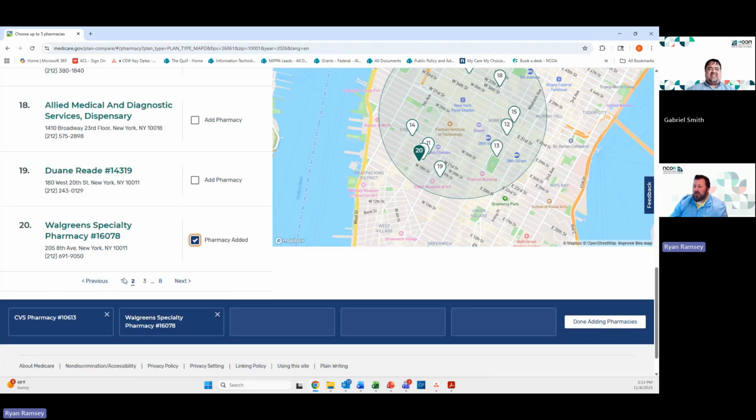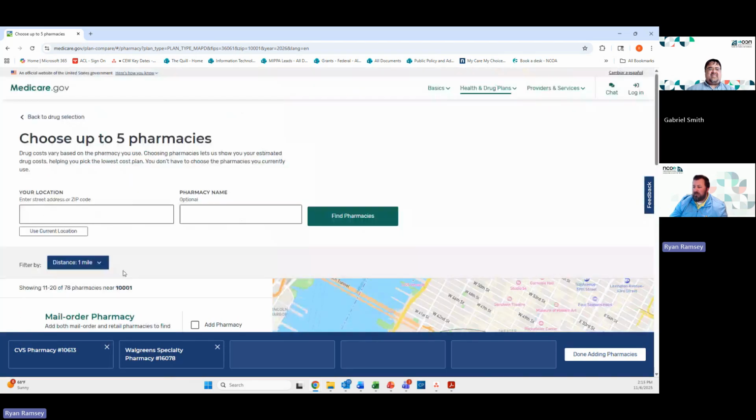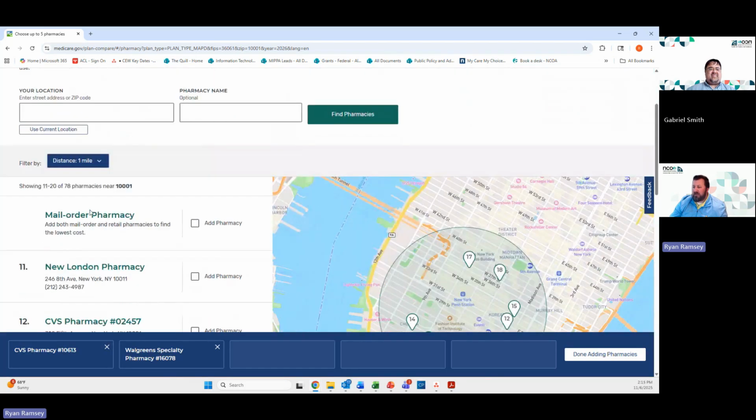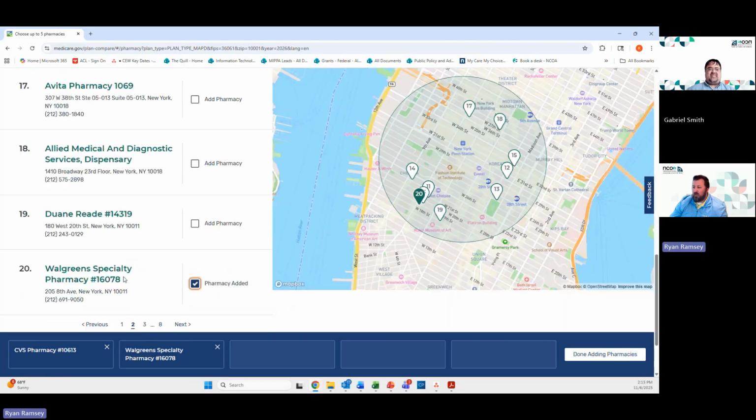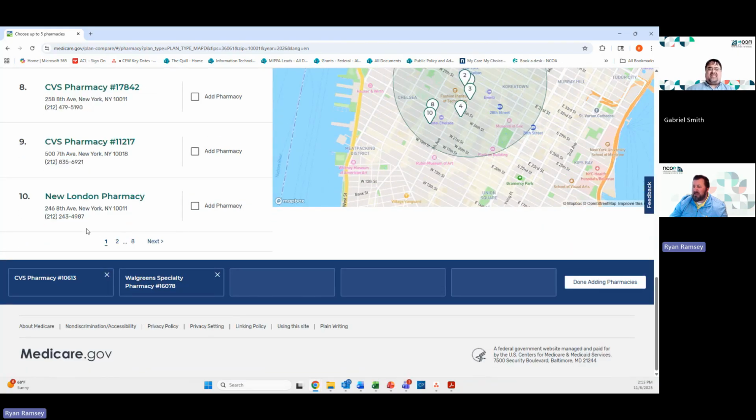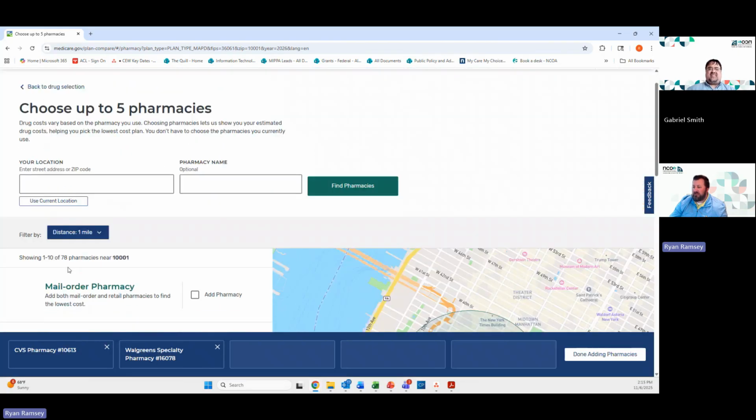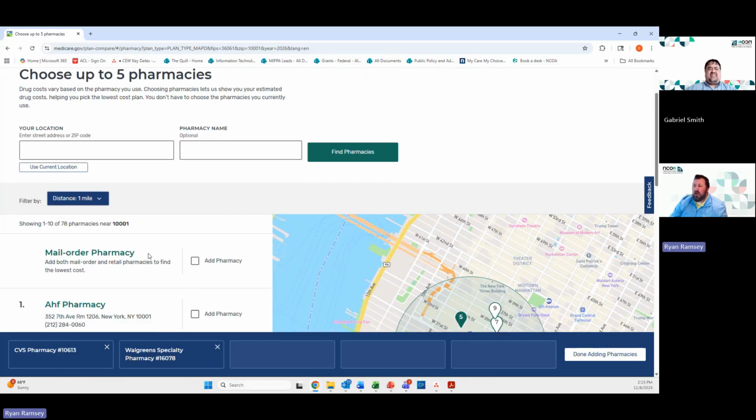One of the things you will notice on the top of each one of these tabs is mail order pharmacy. Let me go back to the first one just so I can show y'all that that is in fact correct. See, mail order pharmacy right there as well. Gabe, does this person have any interest in mail order pharmacy? He says he's interested in mail order if the drugs are cheaper. Okay, great. And that's always a good question to ask.